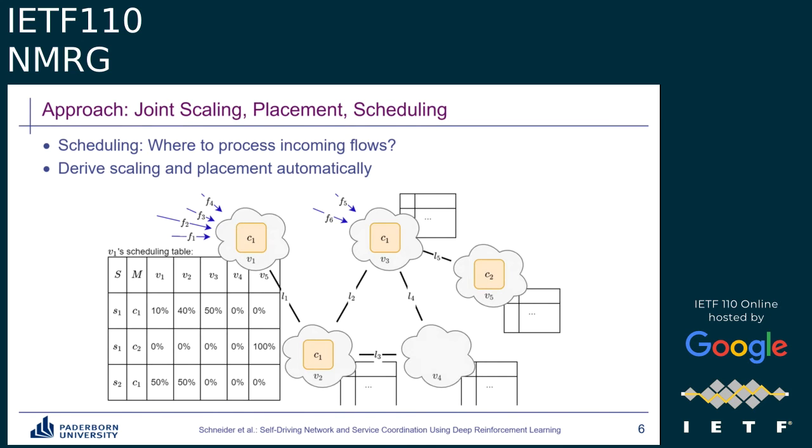But we also derive the scaling and placement automatically from these scheduling tables in one joint step by placing instances at all compute nodes where flows could possibly arrive. So in order to do this joint scaling, placement, and scheduling with reinforcement learning, we need to define the Markov decision process. And that's on the next slide, please.